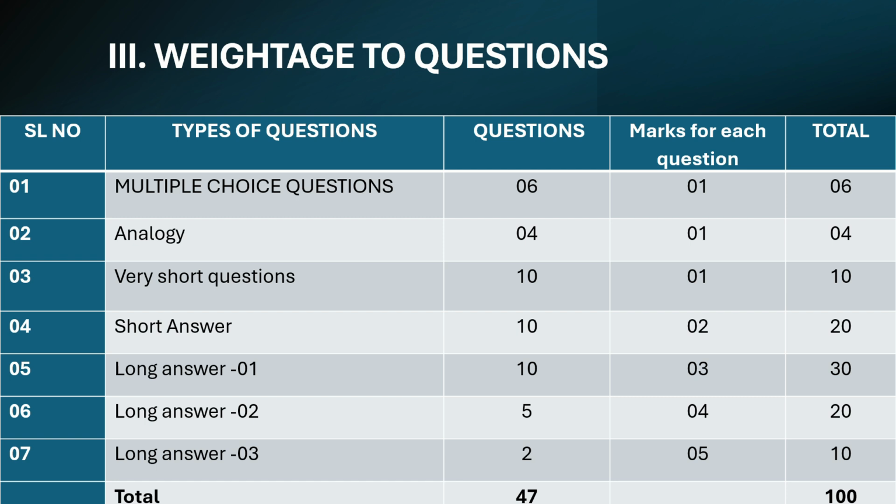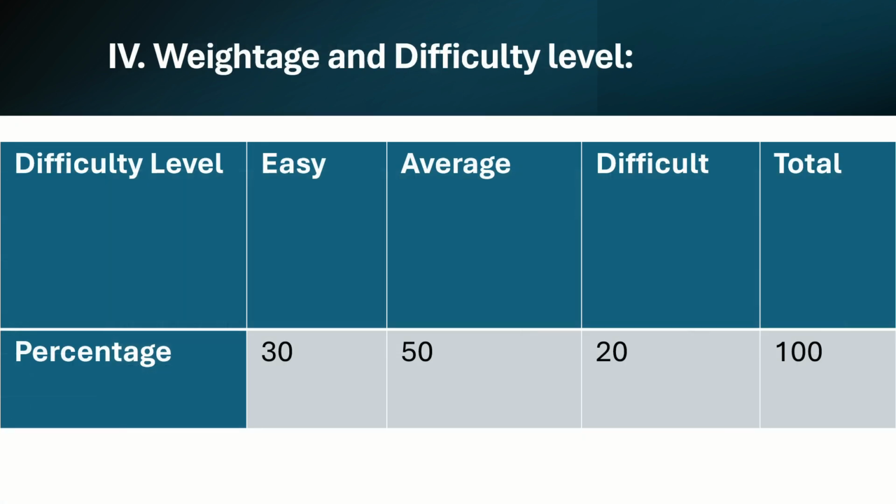Moving further, I would also like to discuss with you the weightage and difficulty level. The exam will have easy, average, and difficult as the difficulty levels. And percentage of marks: for easy, you will have 30% of the questions, 50% of the questions which are average, which I think is really good, and I think it is fair for the students as well. Difficult, you will have 20%. So overall, it accounts to 100%, 100 marks that you will be looking into.